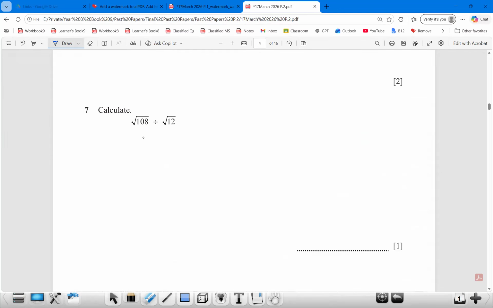Calculate this. This is paper 2, so you are allowed to use the calculator actually for that. You're going to find that it is equal to 3 right away. Or even if it was paper 1, you should notice that 108 divided by 12 is exactly going to give you 9. So it is the square root of 9, which is just 3. So 3 is the correct answer, even if it was paper 1.